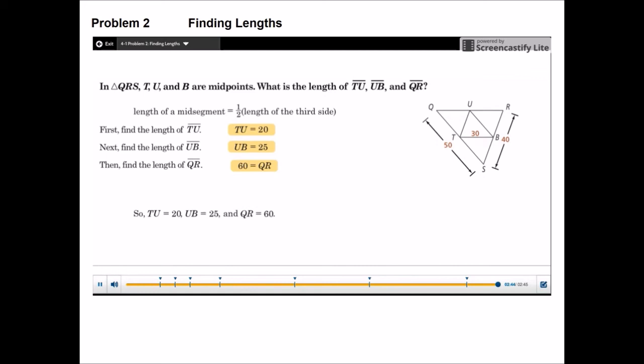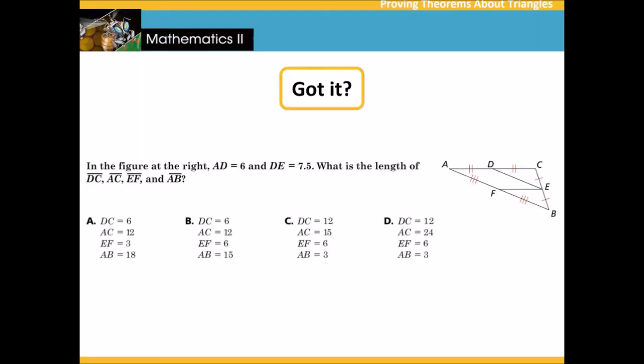In the figure at the right, AD equals 6, DE equals 7.5. What is the length of segments DC, AC, EF, and AB? It may help to label your figure.